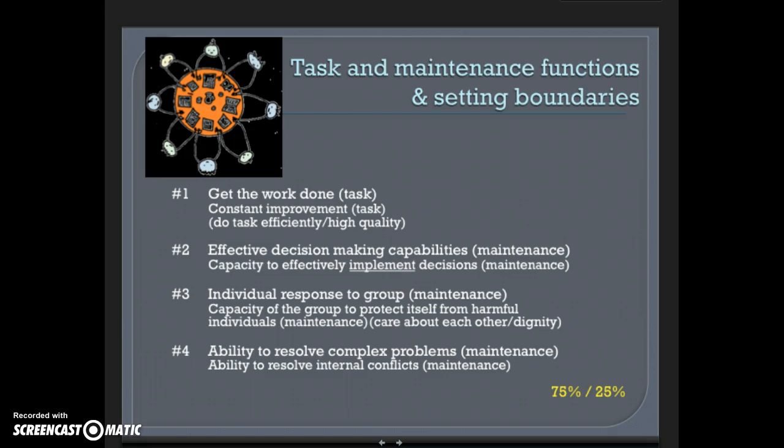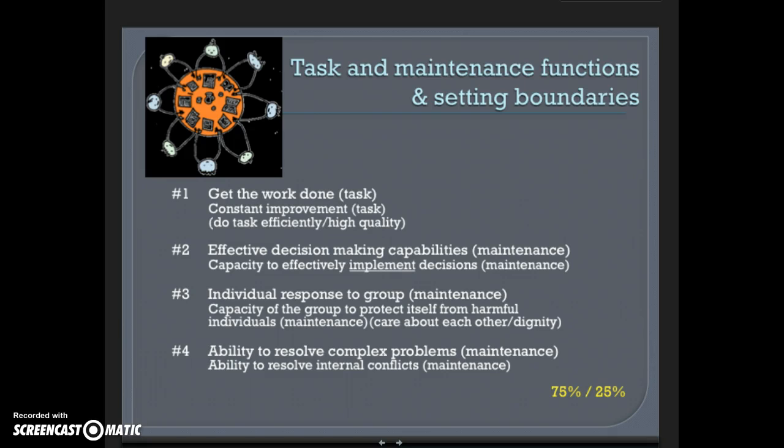The whole idea around task and maintenance functions is that both these areas need to be done. However, for a healthy group, it's considered that 75% of the time needs to be spent on completing the task, and 25% of the time on maintaining that group's boundaries and that group's functioning. Here's what it looks like.